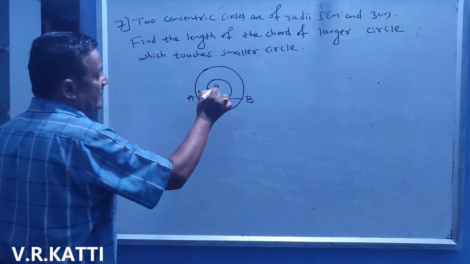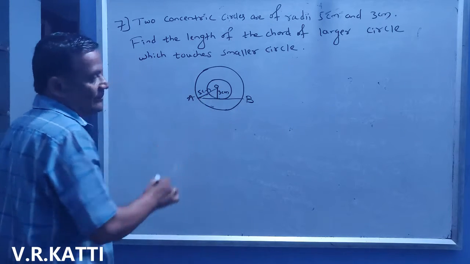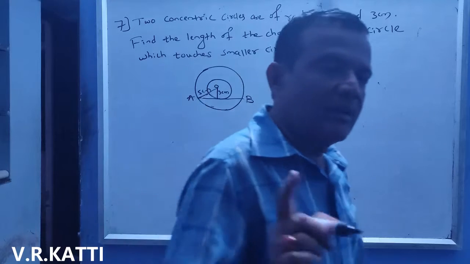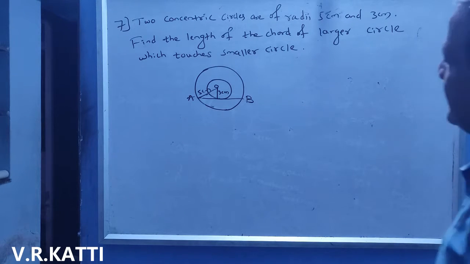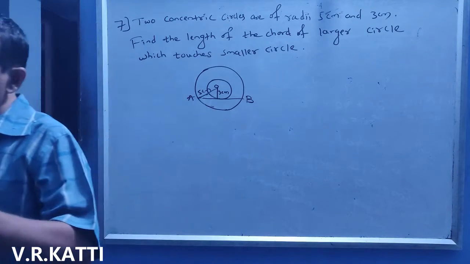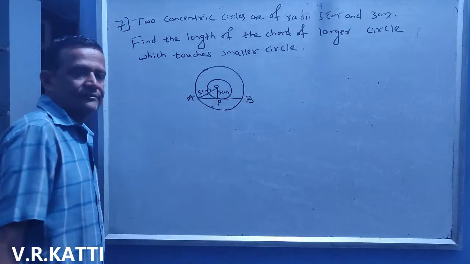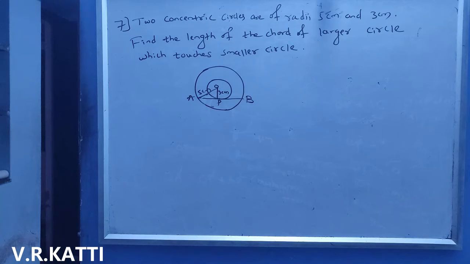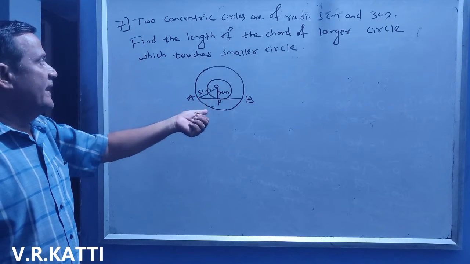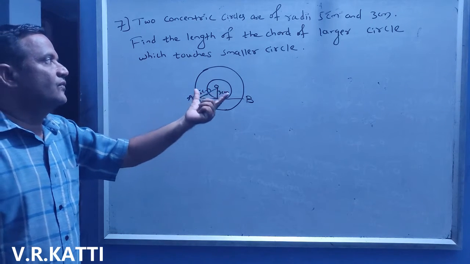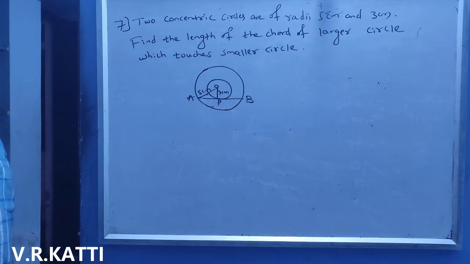The radius of the small circle is 3, and the radius of the big circle is 5. Let the point of contact be P. Now, see here. We have to find the length of chord AB that touches the smaller circle.